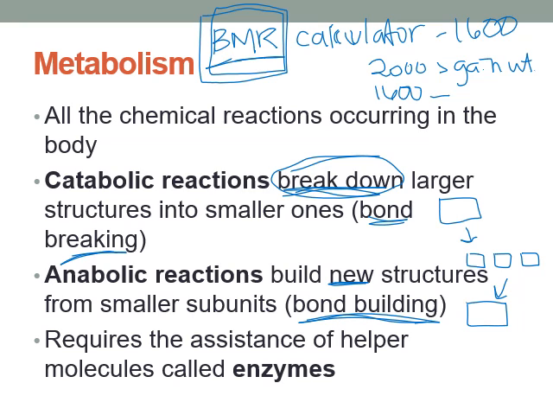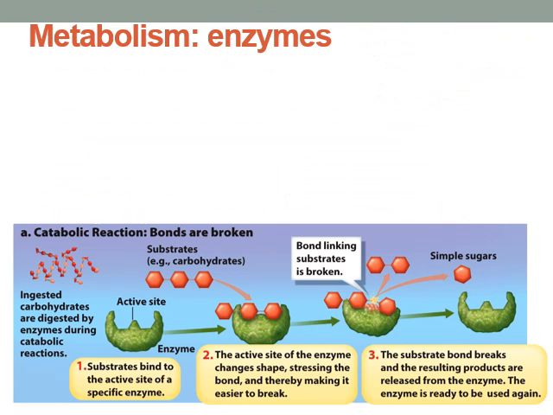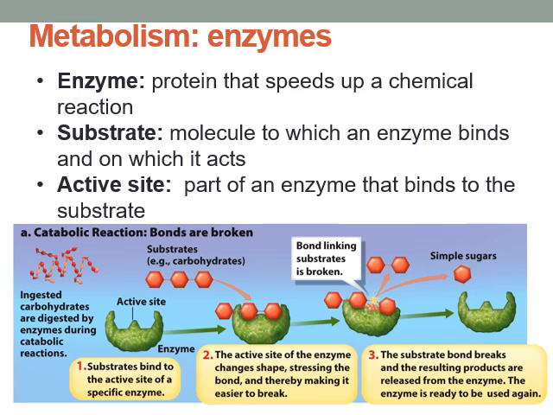Okay, for both of these reactions to occur, we need a helper molecule called an enzyme. What enzymes do basically is they lower activation energy. That's how they work, which we'll talk about in just a second. So an enzyme is some sort of protein that speeds up a chemical reaction.